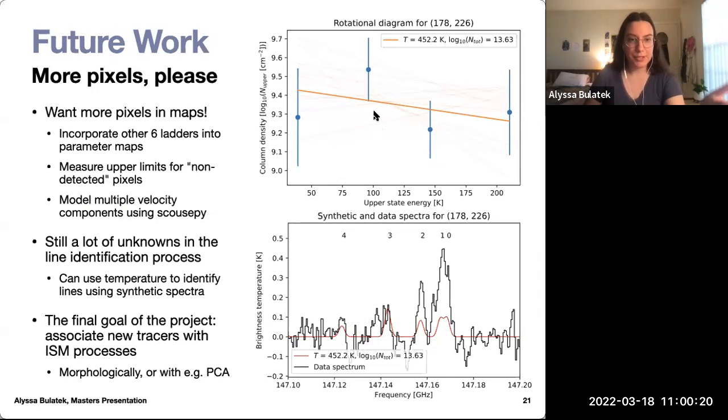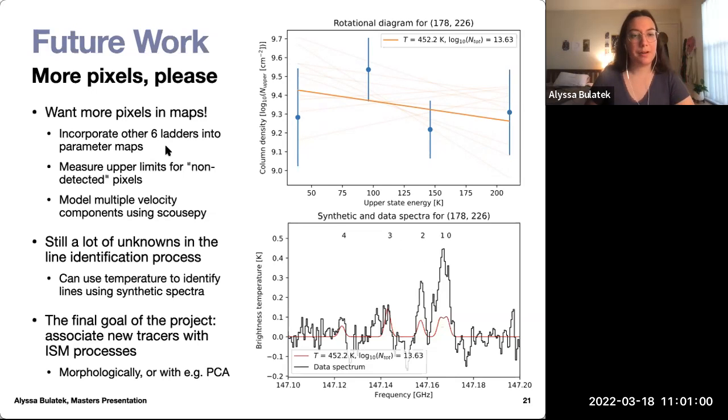So the main issue in our data so far is that there are lots of pixels that we can't measure the temperature for, and lots of pixels for which the temperature that we got is not great. Here's an example of one pixel that is not so good on the right-hand side of the screen. The rotational diagram has some potential fits that are consistent with negative temperatures. And the temperature that we did fit is about 450 Kelvin, which seems kind of warm. And the synthetic spectrum for this pixel also doesn't really match the data that well, even though the data spectrum seems to be pretty well behaved, except for these first two components.